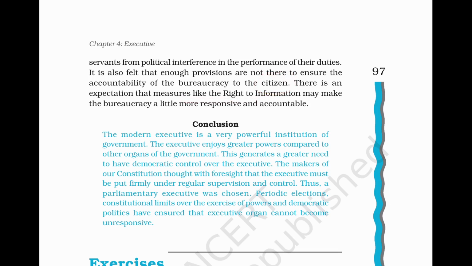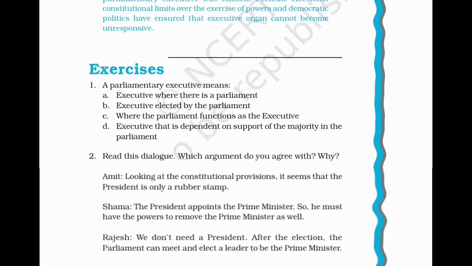ठीक है? So these are the things यहाँ पे public also gets the right to information, and whatever information they might not have got, they can easily use it to make bureaucracy more responsive, or you would say expect them to be more responsive and accountable towards the general public. So these are the exercises.